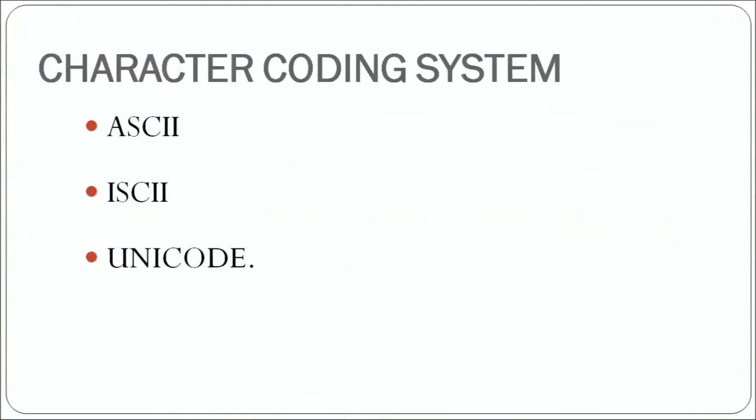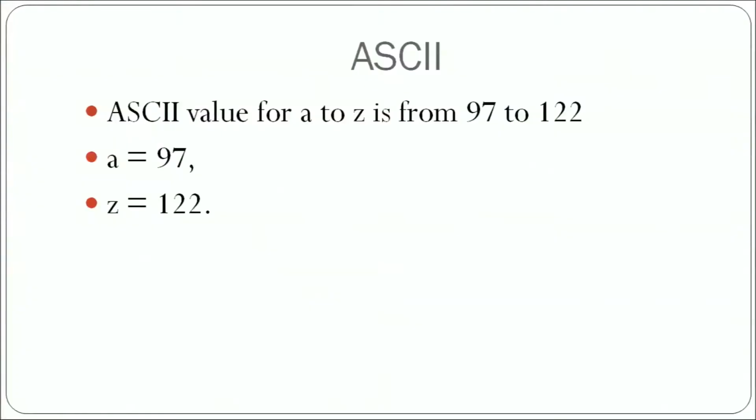These are the three basic character coding systems that we use. The first one is ASCII, second one is ISCII, and the third one is Unicode. So we will talk about these one by one. ASCII is American Standard Code for Information Interchange. So ASCII value for A to Z.